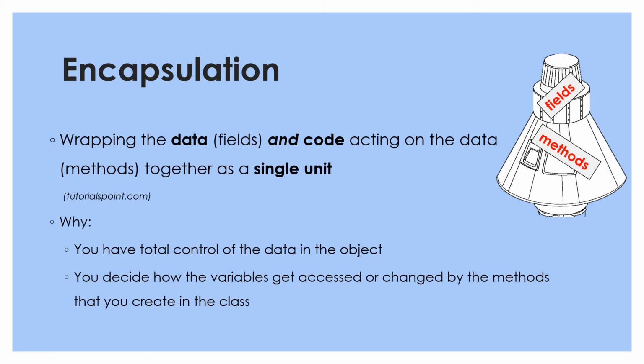Another big word you need to know is encapsulation. It's wrapping the data, or fields, and the code acting on the data, or methods, together as a single unit. It's as if we hide all the fields and the methods inside the class. It makes it very safe. It keeps your data safe, and it gives you control over the data in the object. Whoever programs the class can decide how the variables get accessed or changed by the methods that they create in the class. So that's what we say when we talk about encapsulation.